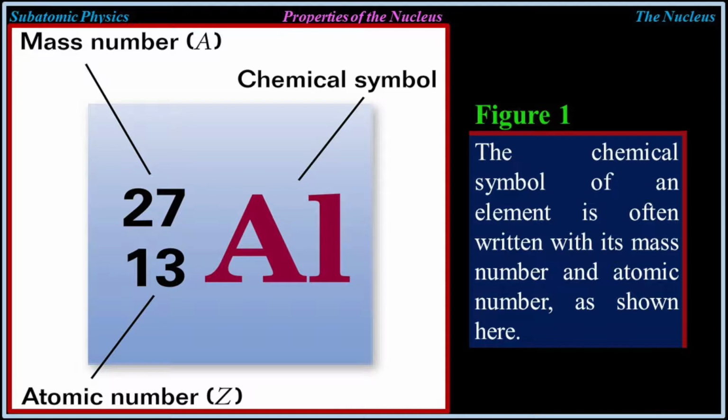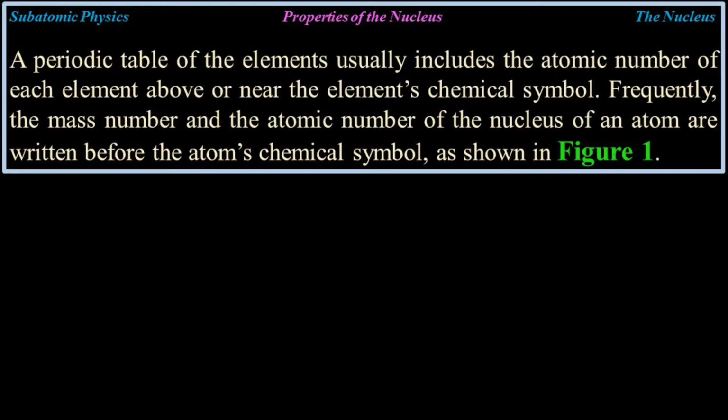Here is a picture of aluminum. Notice the superscripts on the left of the symbol. The top superscript is the mass number. The bottom subscript is the atomic number, Z, the number of protons.